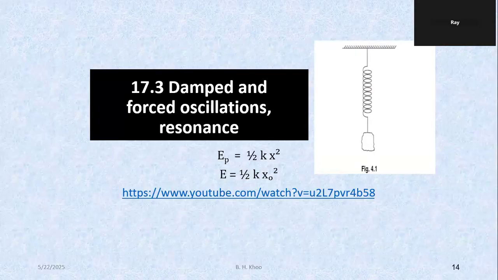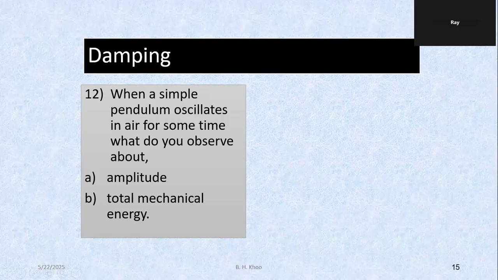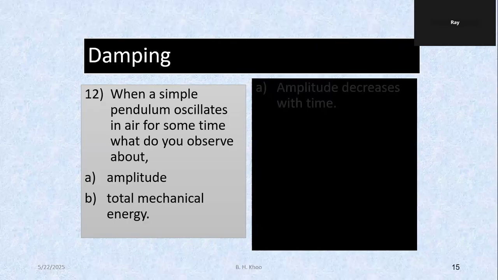Okay, let's go to 17.3, damped and forced oscillation, resonance. Right? You can remember the spring, spring elastic potential energy, total energy. When a simple pendulum oscillates in air for some time, what do you observe about the amplitude? Simple pendulum oscillating after a while, what do you observe about the amplitude? Amplitude decreases. Total energy?